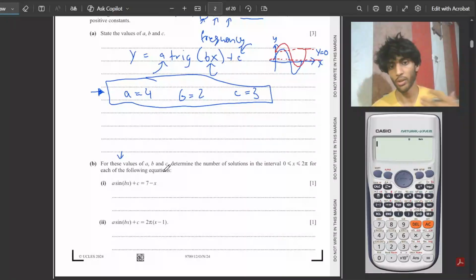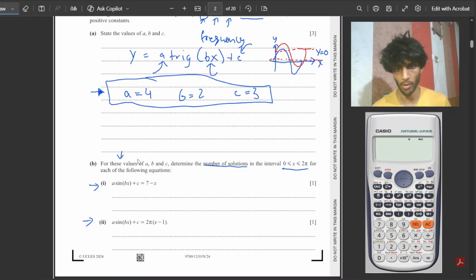So they're basically saying for this particular sine wave, determine the number of solutions in the interval. That's, again, the same range that they give you for the x values, from 0 to 2 pi, for each of the following equations. So we have to find the number of solutions, not the value of solutions, for two equations. The first one is this one, the second one is this one.